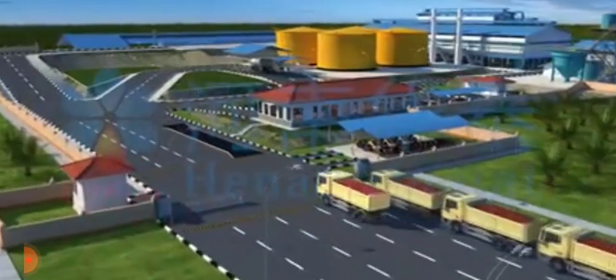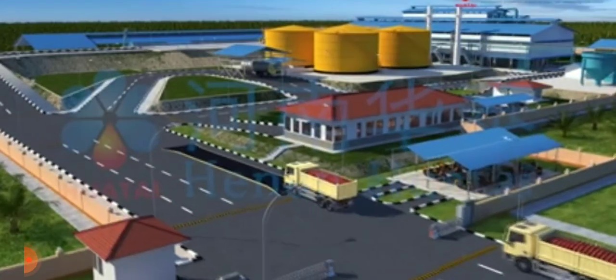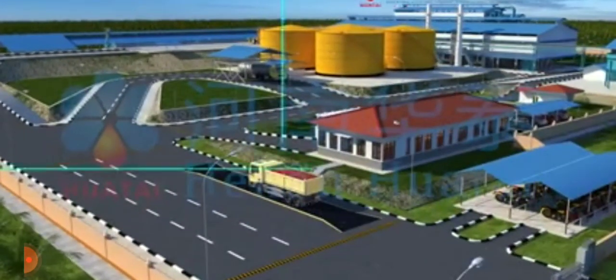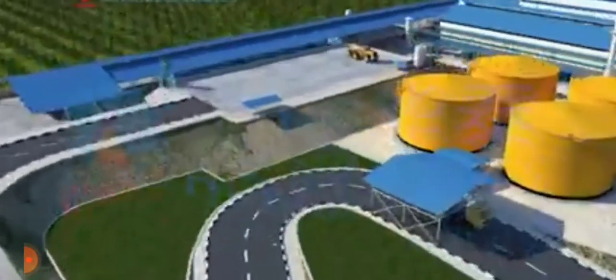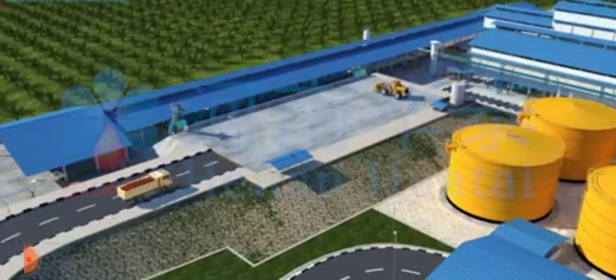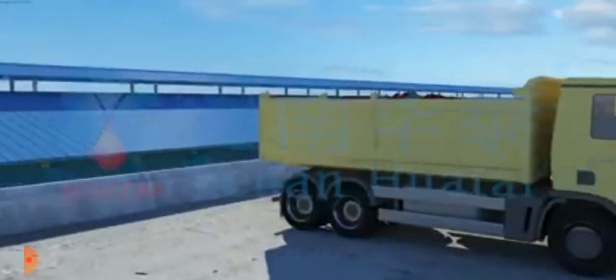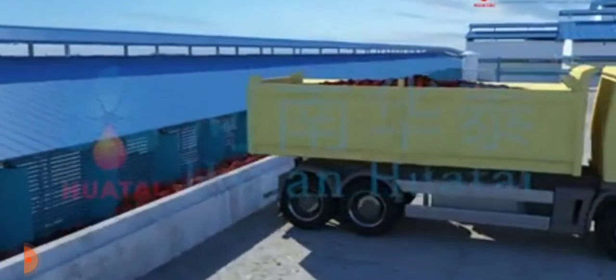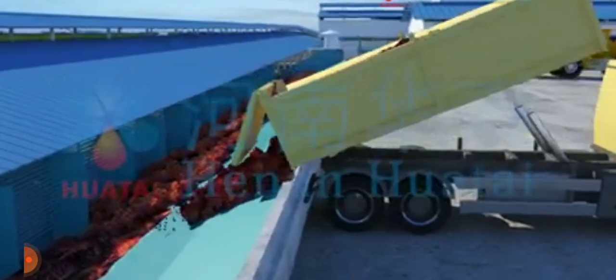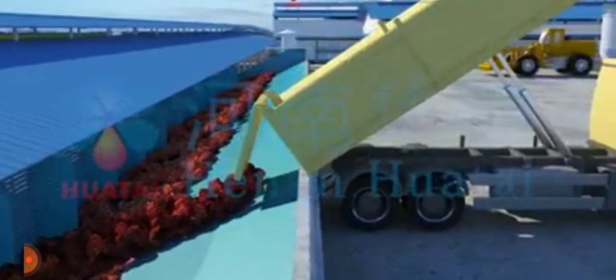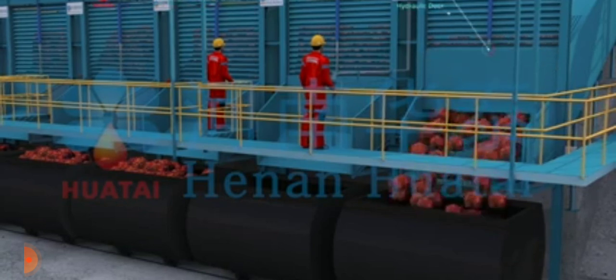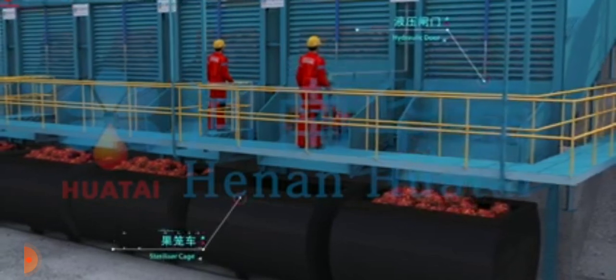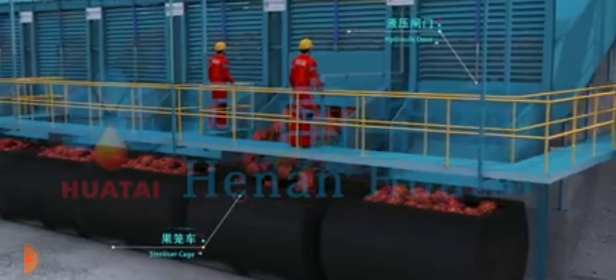Fresh palm fruit bunches were transported to the factory by truck, weighed at the weighbridge, and unloaded at the fresh fruit bunches receiving platform. They are charged onto the slope platform for storage. After opening the hydraulic door, FFB slide into the sterilizer cage automatically.